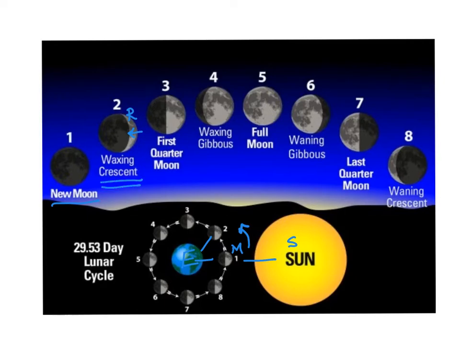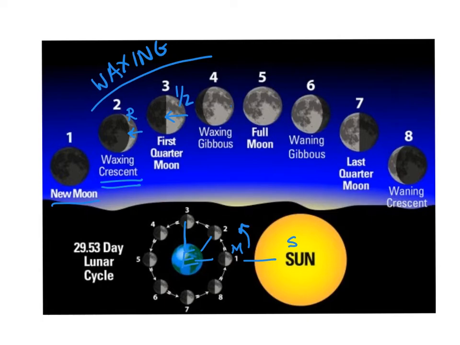We call that sliver waxing crescent. So crescent is the name of a sliver. Because it is on the right-hand side and it is growing in illumination, we call that waxing. So waxing means growing in illumination. So you can see it's growing even more at the third position, and now we have half of it illuminated. We call that first quarter. That is when we're going to be at a 90-degree angle.